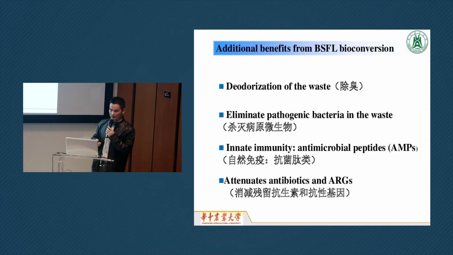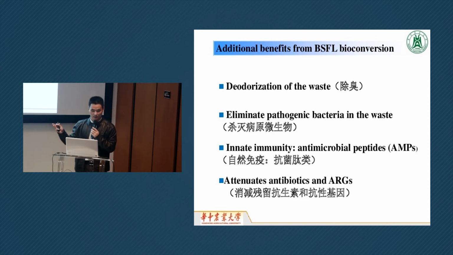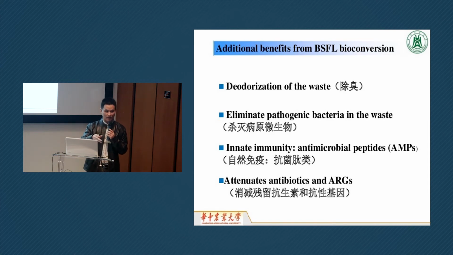About this process, I call it the bioconversion process. We get additional benefits from it. First is deodorization of the waste. Second is eliminating pathogenic bacteria in the waste. We have a lot of evidence for this, because insects have innate immunity and can produce antimicrobial peptides. Third, this is also very good for our animal husbandry industry. The fourth is that it can reduce antibiotics, because in China we use a lot of antibiotics in the breeding system for animals, and there are a lot of antibiotic residues in the manure. So bioconversion can reduce antibiotic residues and even antibiotic resistance genes.